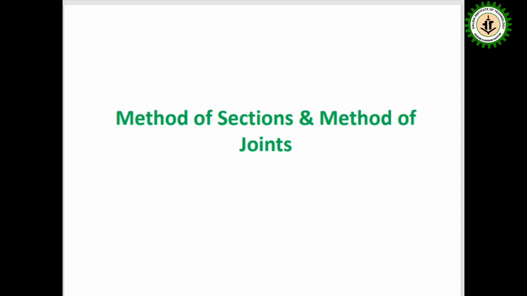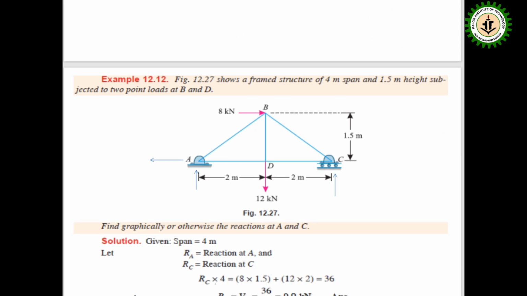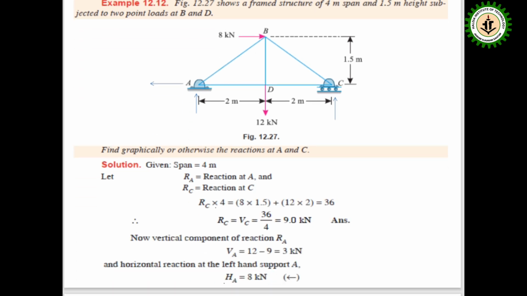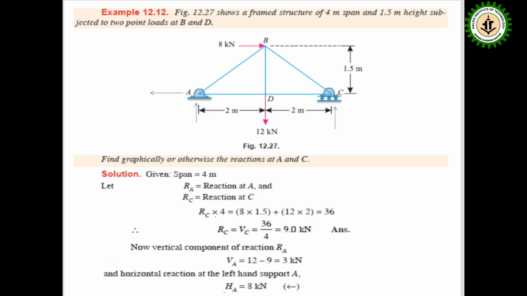So as we discussed, there are two types of method. One is method of section and another is method of joint. To analyze any type of frame structure, any type of truss member, we can go through any one of the methods. This is a method of joint, either method of joint or method of section.